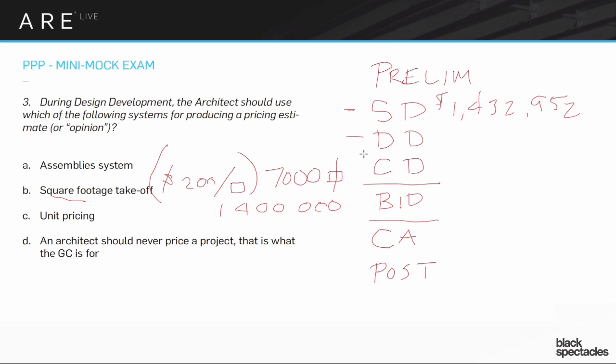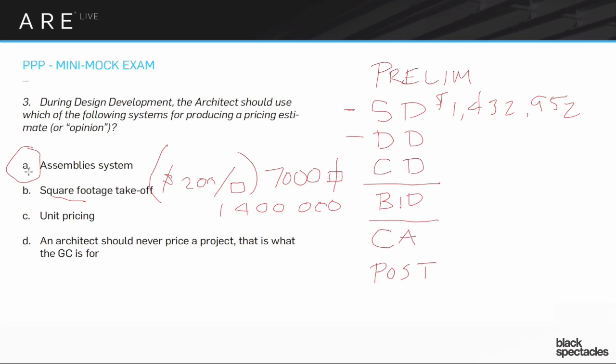Is it steel structure? Is it wood structure? So by the time you get through DD, you should have a pretty darn good sense of what's going on. So the way that you're going to do estimating at DD is actually through the Assemblies system. So A is the actual answer to this question.